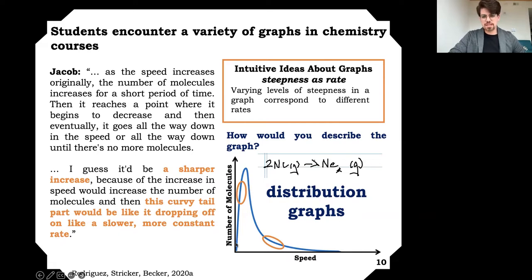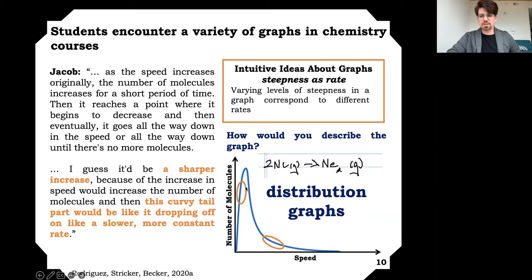But here Jacob is talking about tracing the graph. As x increases along the x-axis, as speed increases, y increases, implying that the number of molecules in this container depends on the speed that they're moving.